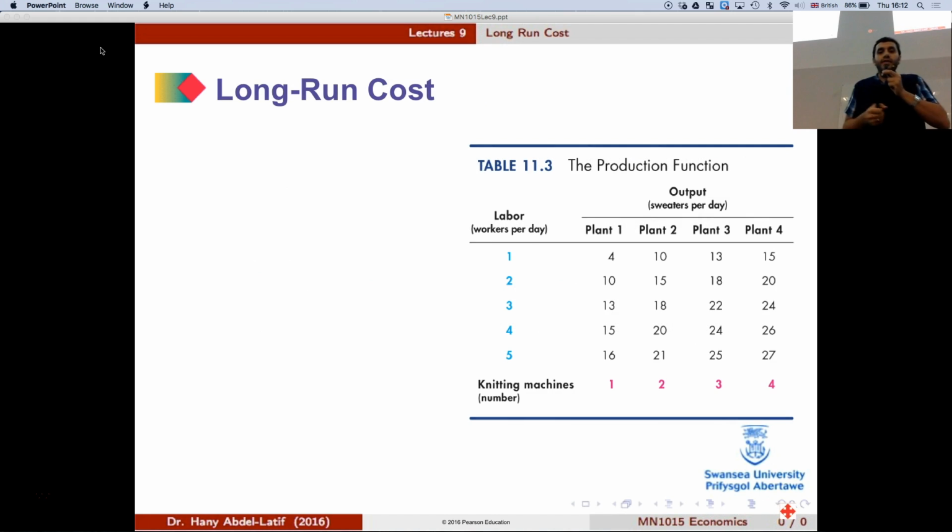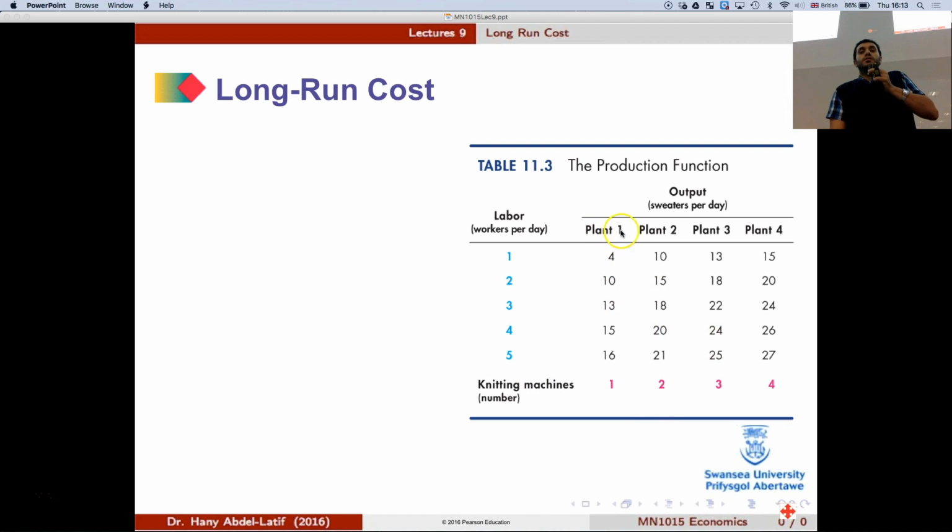So let's see an example now. We have an example here in the long run. As you can see, these are the outputs, the number of sweaters per day. And in the first column here, we have labor. This is the number of workers per day. So we could have 1, 2, 3, 4, or 5 workers.